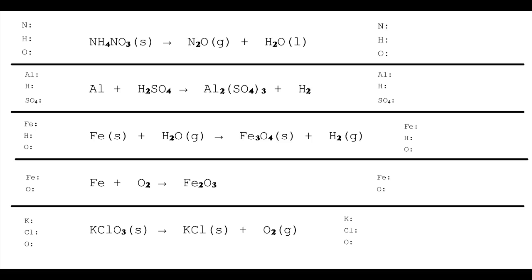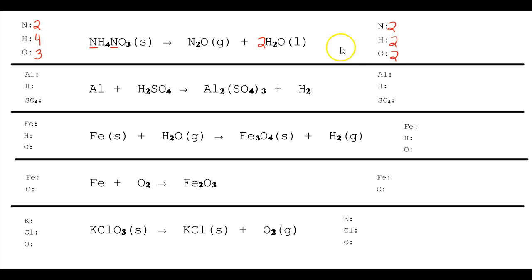Okay, in this video we're going to practice a little bit more equation balancing. Let's look at our first one here. We've got ammonium nitrate breaks down to N2O and H2O. Now remember, for this one I need to make sure I'm counting both N's in both the ammonium and the nitrate. So I've got 2, 4, 3 on the left, 2, 2, 2 on the right.